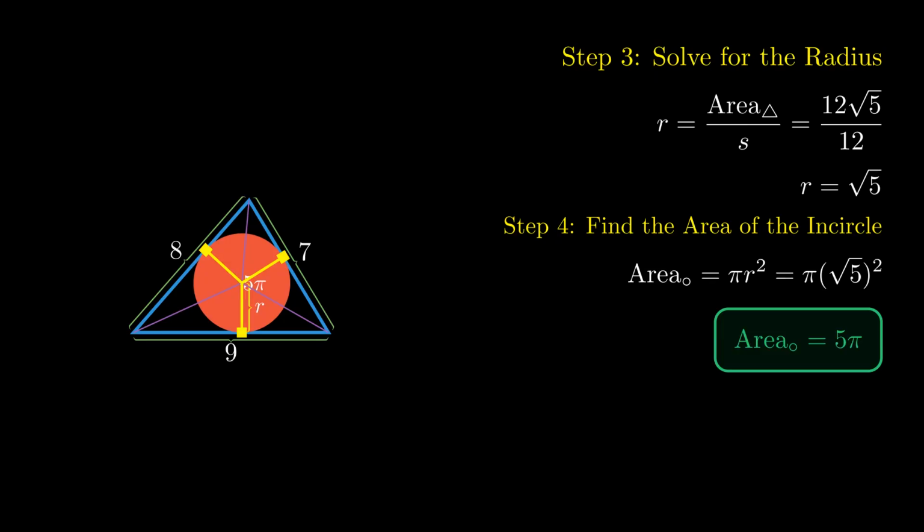In conclusion, we found that the area of the circle inscribed in a triangle with side lengths 7, 8, and 9 is 5 pi square units. This problem showcased how geometric properties and formulas can be combined to find elegant solutions.